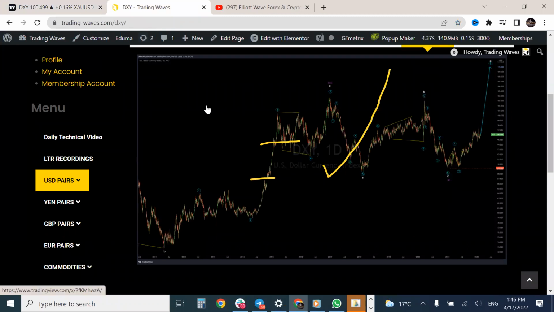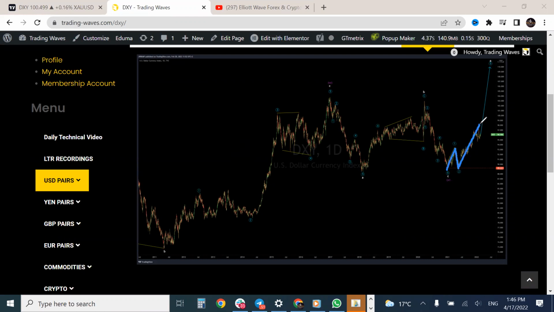So this is a daily chart on the DXY. We expected this one. If you look at this one, this is from February 20. We have been bullish on the DXY and obviously bearish on the euro because of this. This is what we're expecting. We're expecting this 5-wave move all the way up to the blue wave 5.